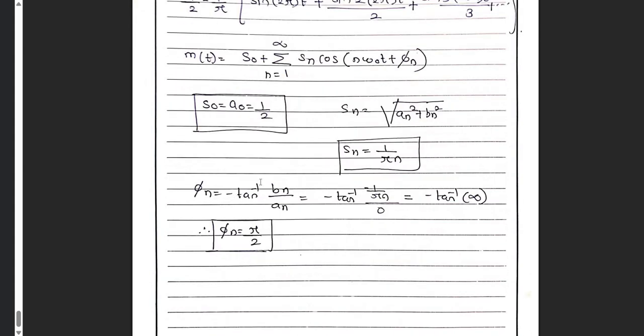And phi n is minus tan inverse of bn by an. So bn is minus 1 upon pi n and an is 0. So that's why it is coming out to be minus tan inverse of infinity, and that is nothing but pi by 2. So magnitude wise the value is 1 upon pi n and phase value is pi by 2. You can plot the spectrum as well. So this way you have to find out A0, An and Bn, and then you can find out magnitude as well as phase.